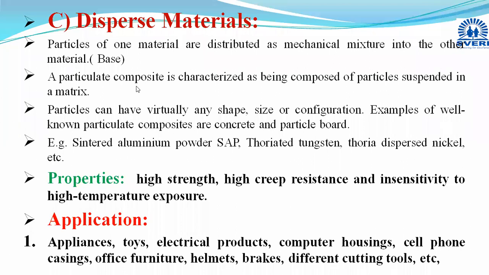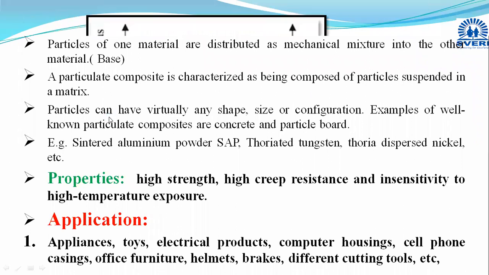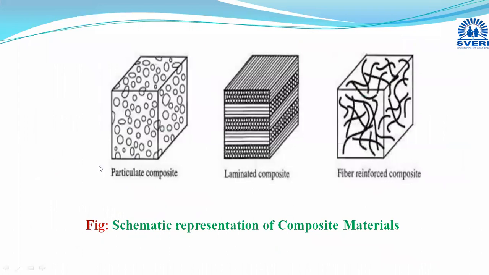Simply you can say that particulate composite is characterized as being composed of particles suspended in a matrix, and you can see that here. This is the particulate composite material. Particles of one material are suspended in another material. This is the base material, and in it are the particles. These are also termed dispersed composite materials.